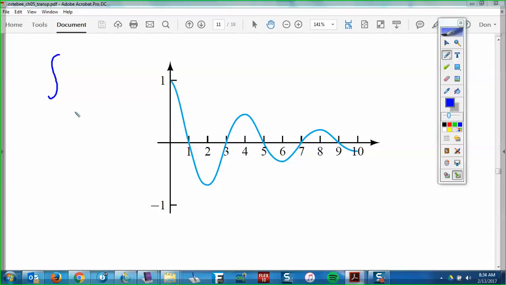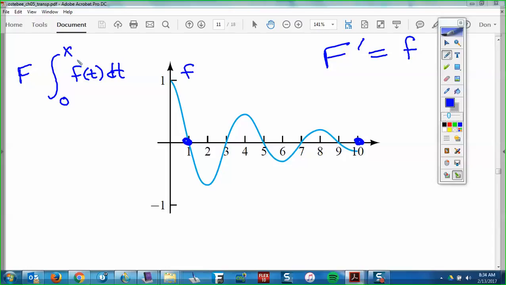So this says big F is the integral from 0 to x of little f of t dt, right? And this is little f right here. So 37 says, at what value of x does big F attain its minimum value on the interval 1 to 10? So starting here to here, right? Now, I like an area argument here, okay? But we could also use, because remember, what do we know? Big F prime is equal to little f, right? Whenever you see this, the derivative of big F is little f, okay?